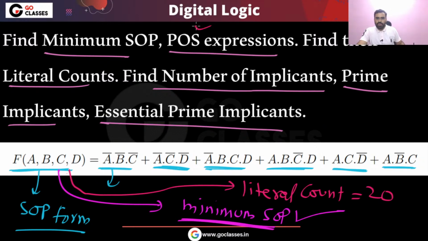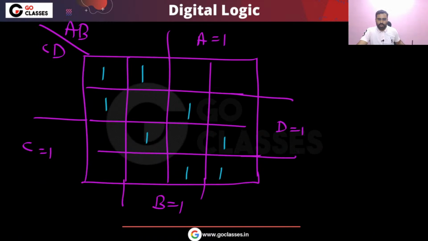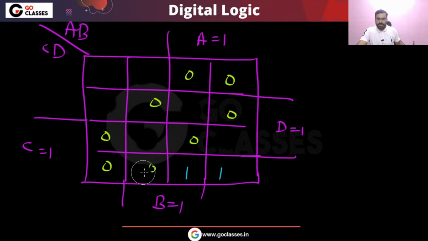Now we have to find the POS expression also. In the same question we have to also find the POS expression. So let's find out POS. For POS, what we have to do? We have to focus on zeros. If you want to find POS, then you have to focus on zeros. You don't have to focus on ones, you have to focus on zeros.